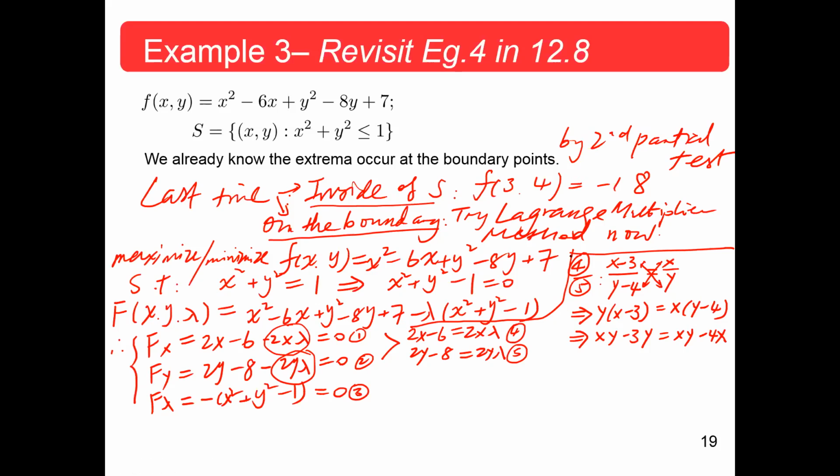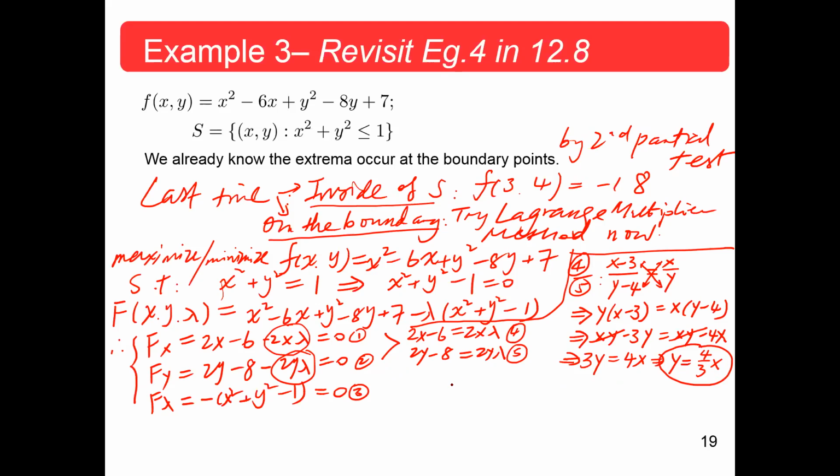Obviously, can we cancel xy on both sides? Yes, xy can be canceled on both sides, and you can cancel the negative sign on both sides. So that tells us 4y equals 3x, which tells you y will be 4/3 of x. That's great. So we know the relationship between y and x: y is 4/3 of x.